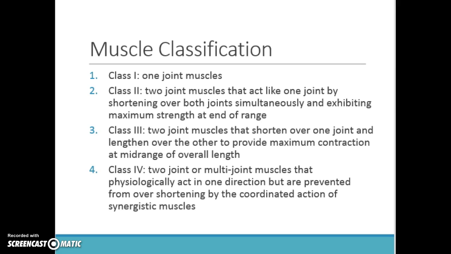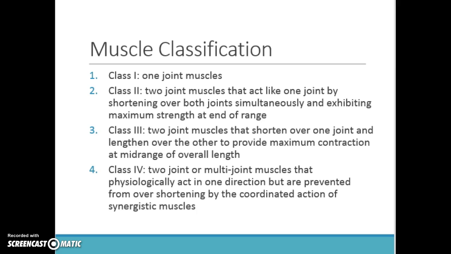Class 3 muscles are two-joint muscles that shorten over one joint and lengthen over the other joint to provide maximum contraction at mid-range of overall length. Examples include the rectus femoris, the hamstrings, and the gastrocnemius.